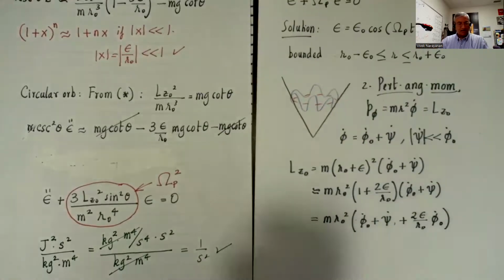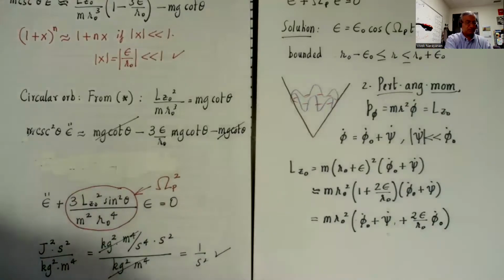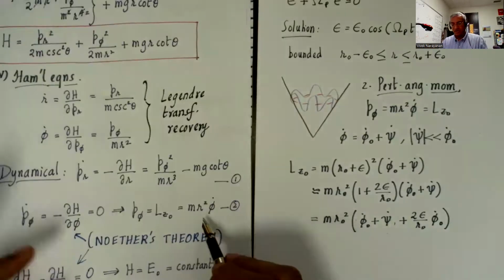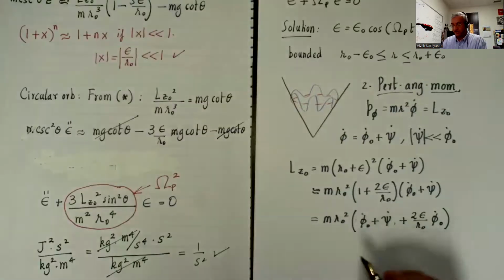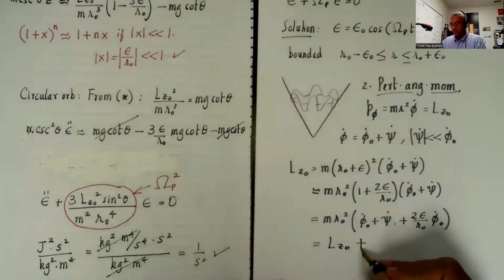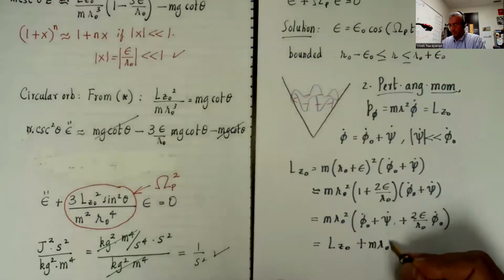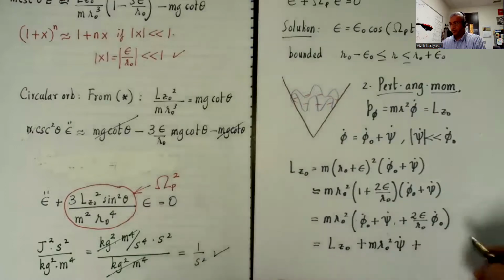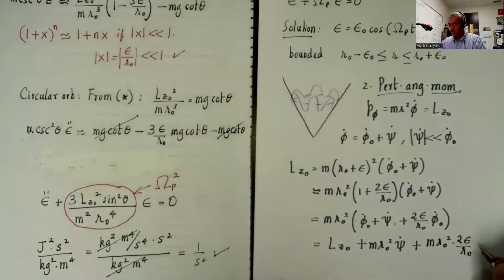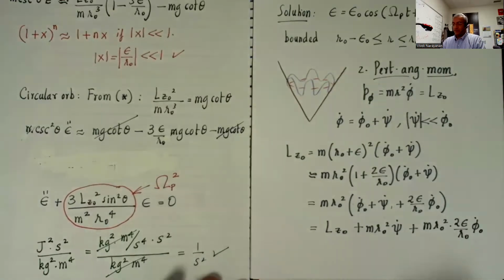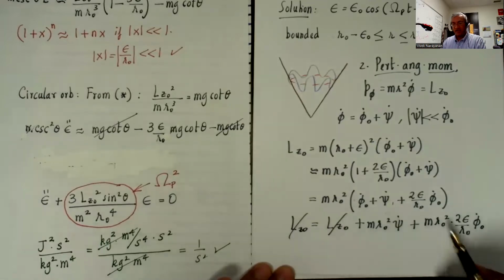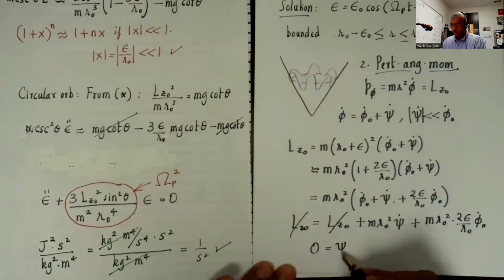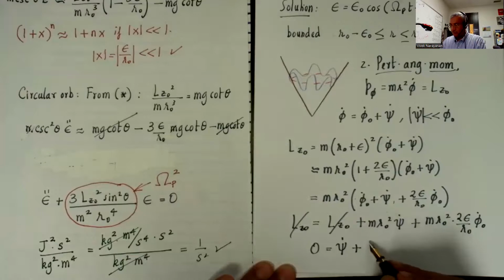Now, by the way, this quantity m r naught squared phi dot naught is just, again, LZ naught for a circular orbit. So this is LZ naught back. The first term is LZ naught again. So this is LZ naught plus m r naught squared psi dot plus m r naught squared times 2 epsilon over r naught phi dot naught. So that's all equal to LZ naught. So LZ naughts will cancel, and I'm going to get 0 equals a bunch of stuff. Now m r naught squared can be canceled, so I get 0 equals psi dot plus 2 epsilon over r naught times phi dot naught.